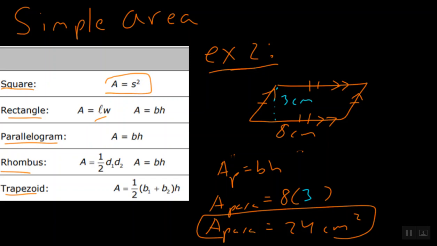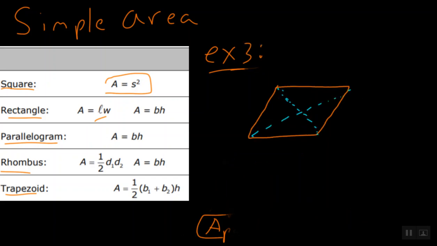Okay, let's move on. Here we have a rhombus. Now, what makes a rhombus a rhombus? Well, it's a parallelogram where all four sides are congruent. You can almost think of it like a tilted square. And how do you find the area of a rhombus?